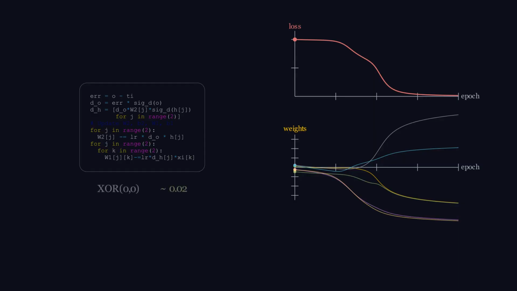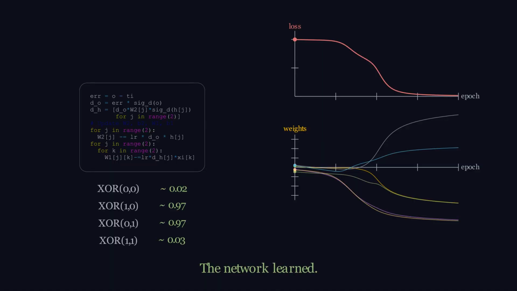The final output for each XOR input: 0, 0 gives approximately 0. 1, 0 gives approximately 1. 0, 1 gives approximately 1. 1, 1 gives approximately 0. The network learned XOR, the problem that ended the perceptron era in 1969.